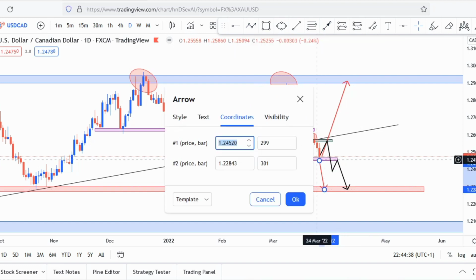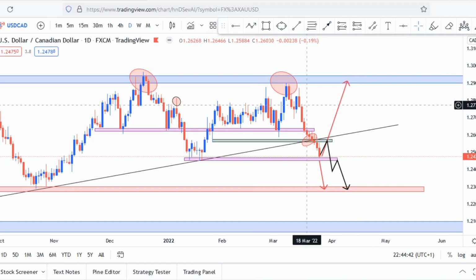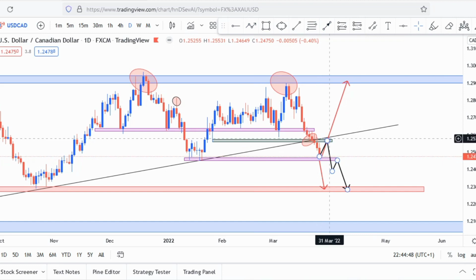If you're looking to take a short trade, if price gives you a buy opportunity from here, you may as well take it in the short term all the way to this resistance level here. But if you're a swing trader like me, then you'll probably be waiting for price to just retrace to this area, and then you look for your sell opportunities there.